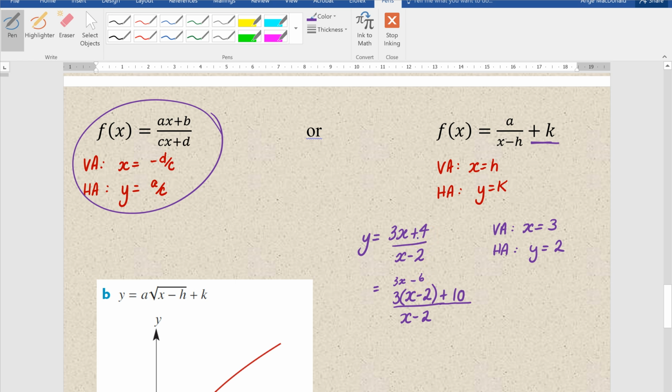So what we now end up with, and going, why are we doing that? Well, we can now split that to be 3x take 2 over x take 2 plus 10 over x take 2. Now they cancel, and this allows me to now write this as 3 plus 10 over x take 2. It's now in this form. So we can say, well, there's my horizontal asymptote.